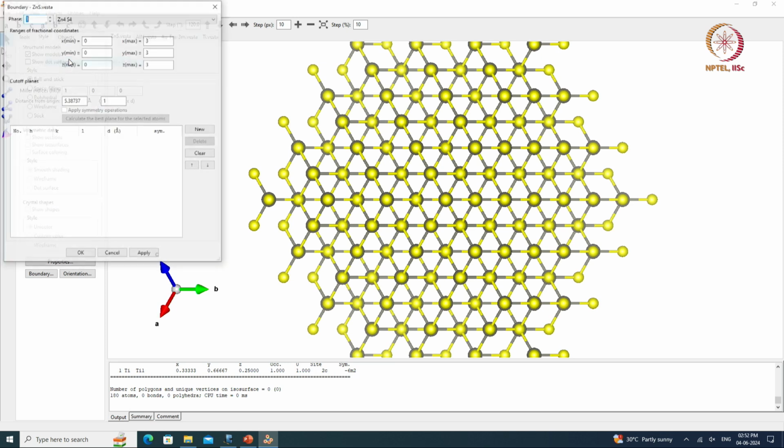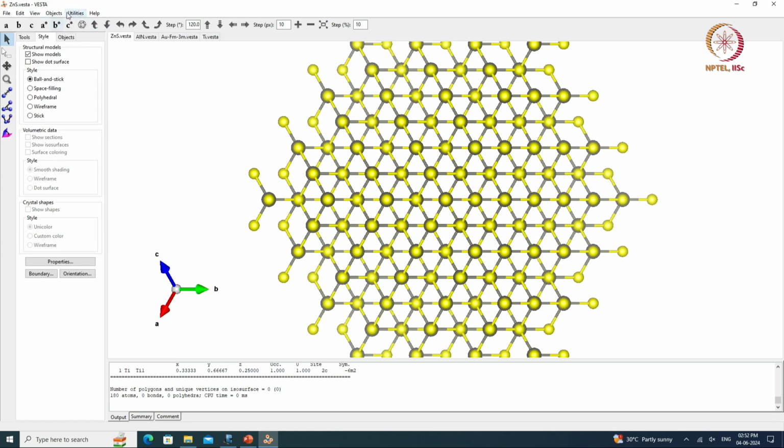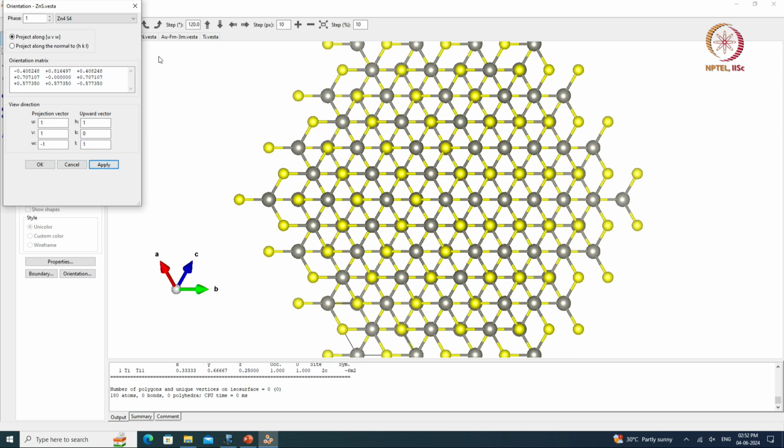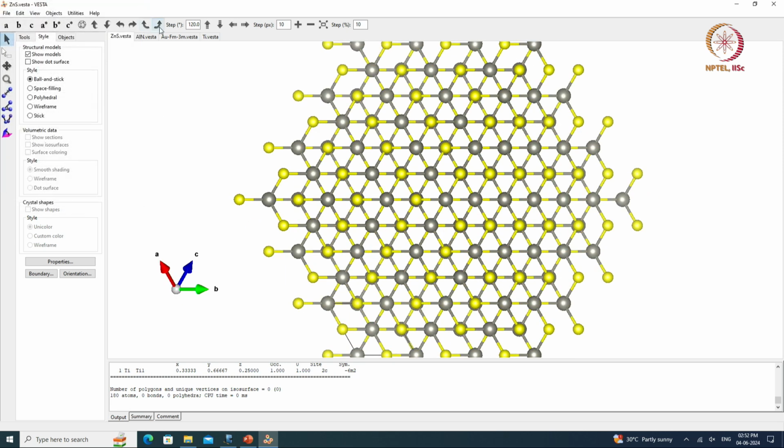So I am going to visualize this along 1 1 1 bar. If I look at the orientation, I am going to do the projection vector along 1 1 minus 1, and the upward vector is going to be 1 0 1, which is perpendicular to the projection vector. Again it is the same thing here also, I can rotate by, let us say, 120 degrees, 240 degrees, and nothing is really changing. At least in the center, forget the corners, I'll have some edge effects there, but at the center nothing is really changing.